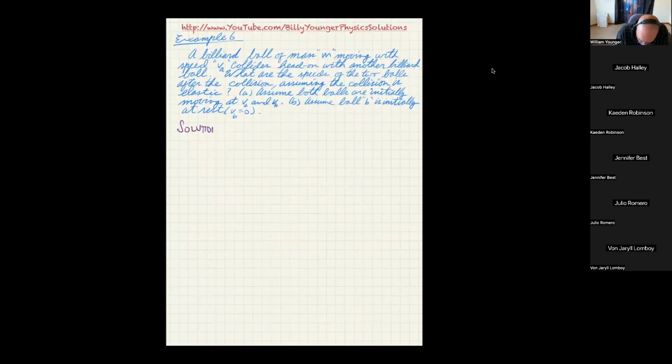Now we're introducing another concept that I didn't introduce last time, but there's a concept called a perfectly elastic collision. And your book is actually just calling that elastic, and that's fine. And the perfectly elastic collision basically implies kinetic energy is conserved.